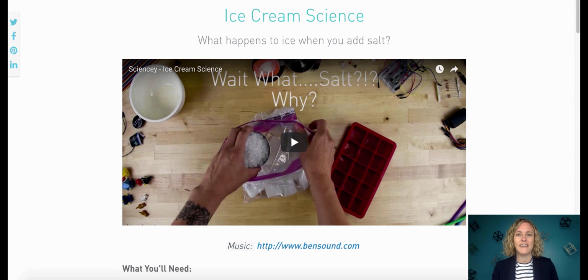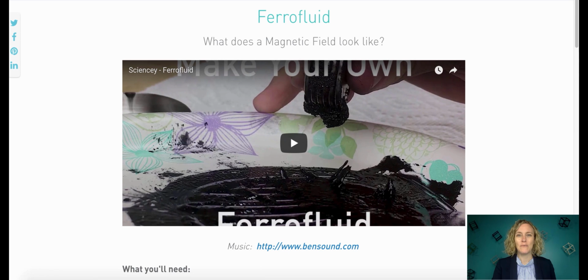In the experiment titled Ice Cream Science, the students will use the temperature sensor to collect data, and then they will interpret that data to see what happens when you add salt to ice. Have you ever wondered how to make your own ferrofluid? In this experiment, that's precisely what students do. They will use toner as well as oil and some iron filings to create a ferrofluid and then experiment with the magnetometer and magnets to see what happens.